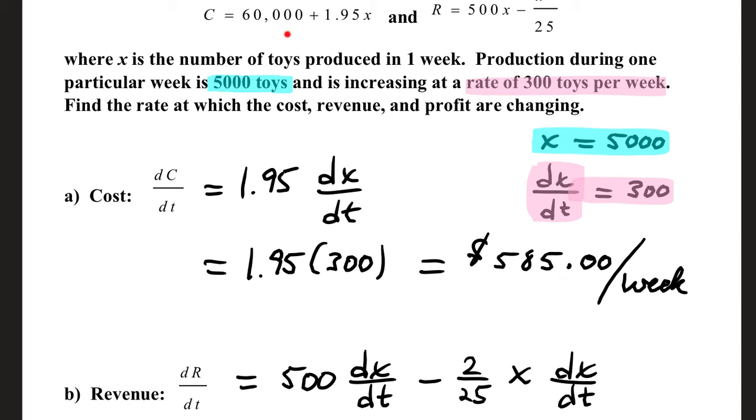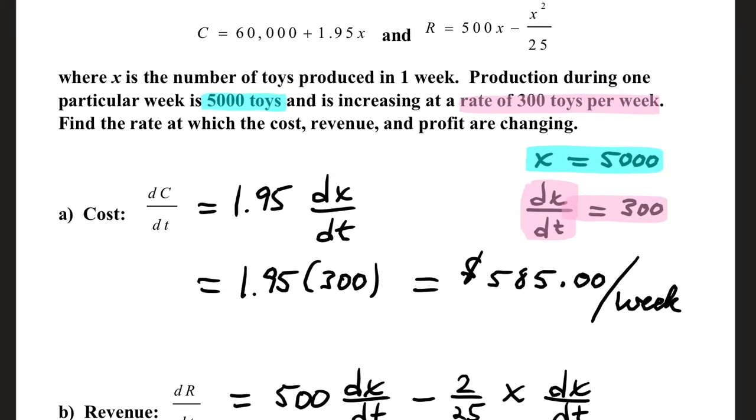60,000 is a constant, so its derivative is 0. 1.95x has a derivative of 1.95. Since this term has a variable, don't forget your dx dt. dx dt is the rate of change per week in the toy production. That's 300. And that multiplies to $585 per week. That's our change in cost.